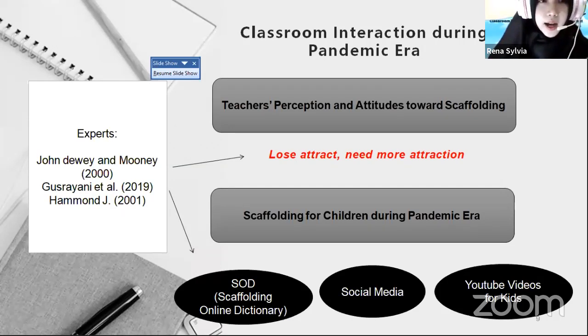And meanwhile, John Dewey and Mooney in 2000 said that children always lose track and need more attraction. Even in classroom interaction in real life, they can lose track if the material is not interesting.